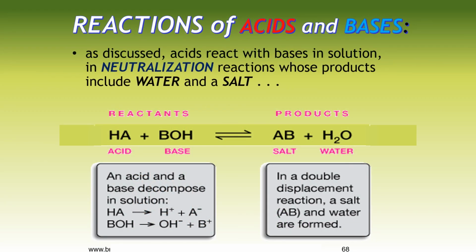So acids react with bases in solution in neutralization reactions whose products include water and a salt. Here you have a schematic. HA stands for acid and BOH stands for base. And you can see that the A in the acid and the B in the base combine, AB, to form the salt, whereas the H and the OH in the two reactants combine to form water. It's a kind of double displacement reaction.